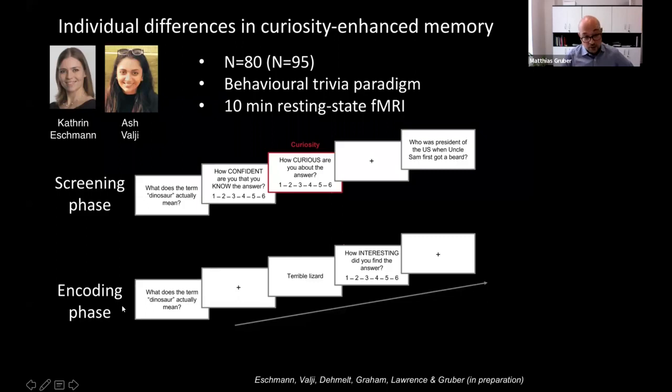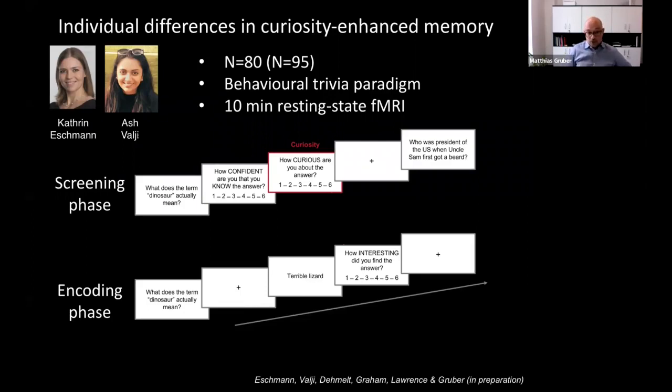And then in the actual experiment, in the encoding phase, we show a subset of these trivia questions again. For example, what does the term dinosaur actually mean? Participants anticipate the potential answer. And then after a short anticipation period, we show them the correct answer, terrible lizard. And then we also ask them how interesting they actually found the answer.